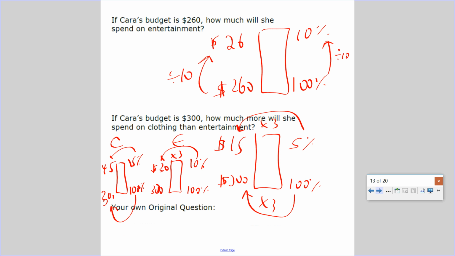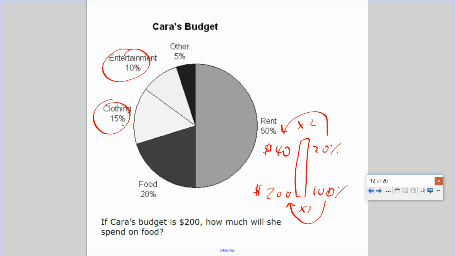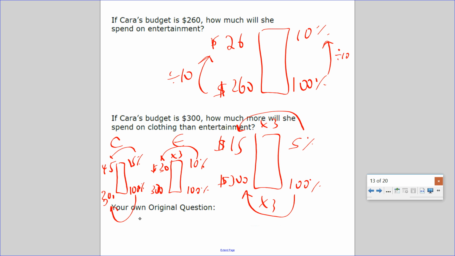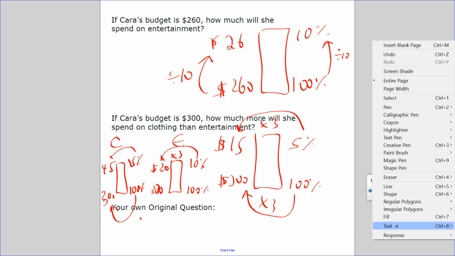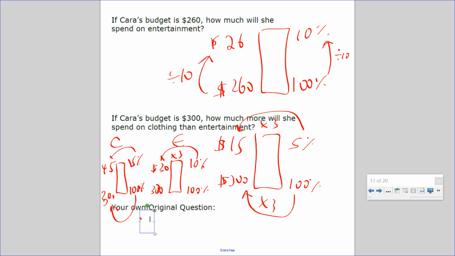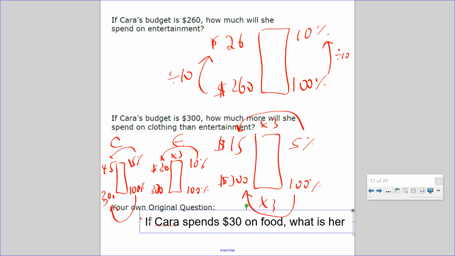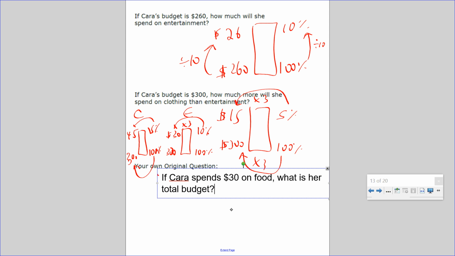Let's do a really, really tough one now. Here is my original question, a harder question. So in this original question is, you know what? I'm going to type it up. If Kara spends, let's say, $30 on food, what is her total budget? That's a tougher one. So let's make a percent bar.